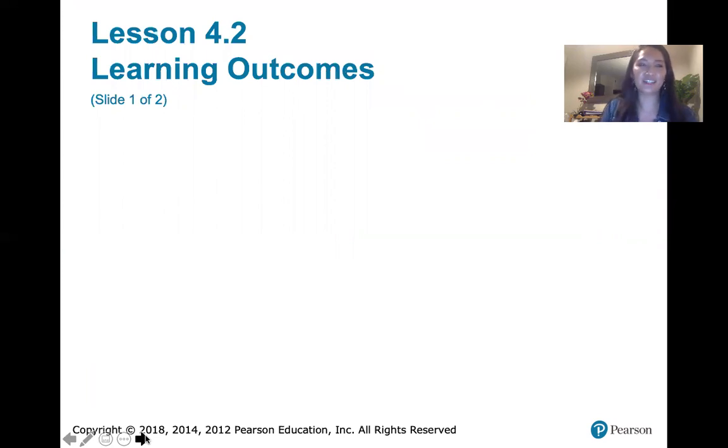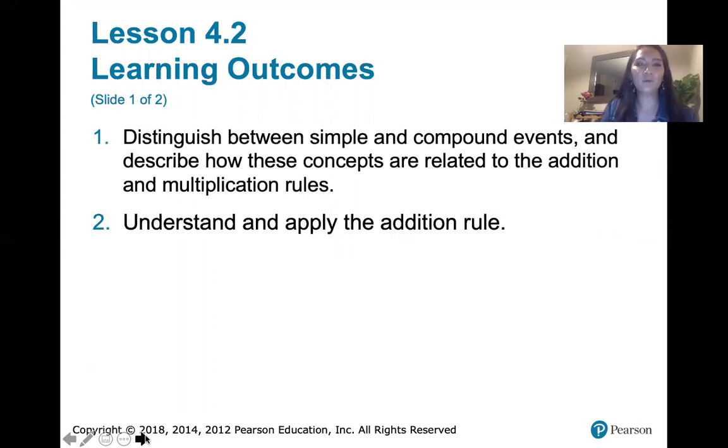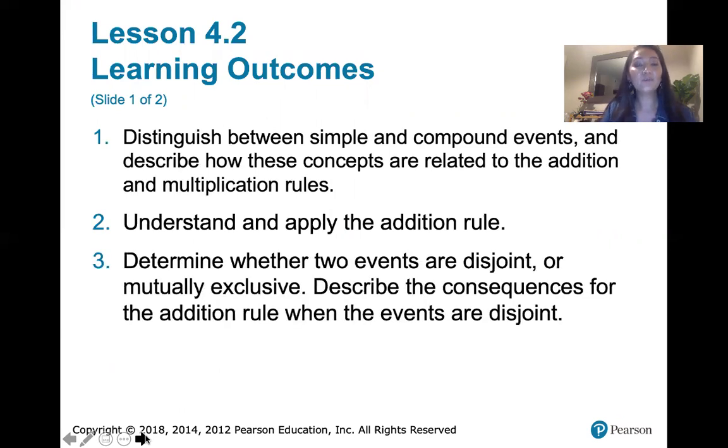We've got a lot of them for section 4.2. First, we want to distinguish between simple and compound events, and then describe how those concepts are related to the addition and multiplication rules that we're going to learn in this lesson. Then we'll want to understand and apply the addition rule. And then we'll want to determine whether 2 events are disjoint, or otherwise we call that mutually exclusive. We'll want to describe the consequences for the addition rule when events are disjoint as well.